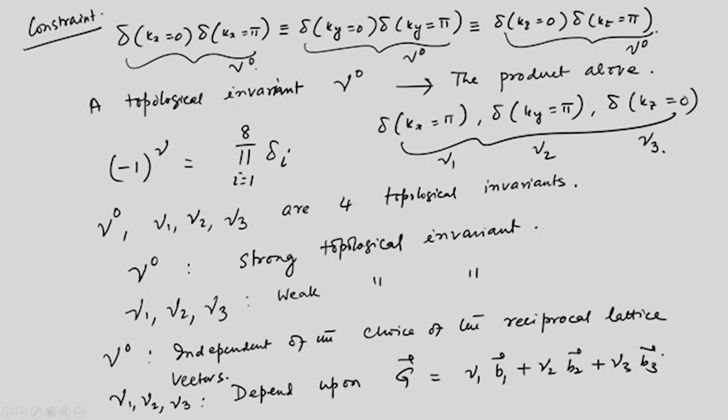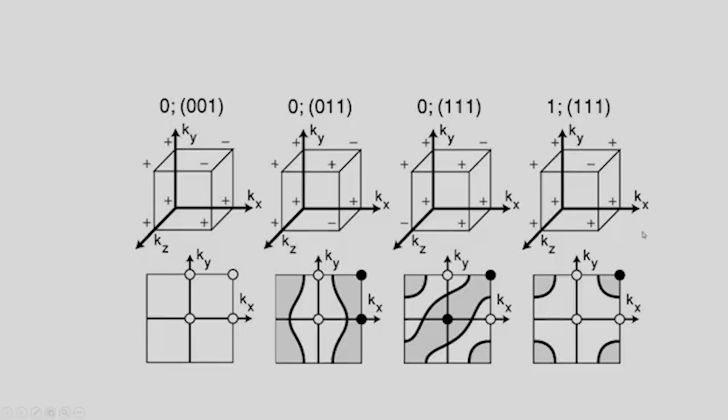So, there are 4 topological invariants, which are nu 0 and then nu 1, nu 2 and nu 3. So, that is the story for a 3-dimensional topological invariant. These are some of the pictures of these topological invariants. There are 2 trim points here. You see that these are 2 negative signs here. That is called the 2 trim points.